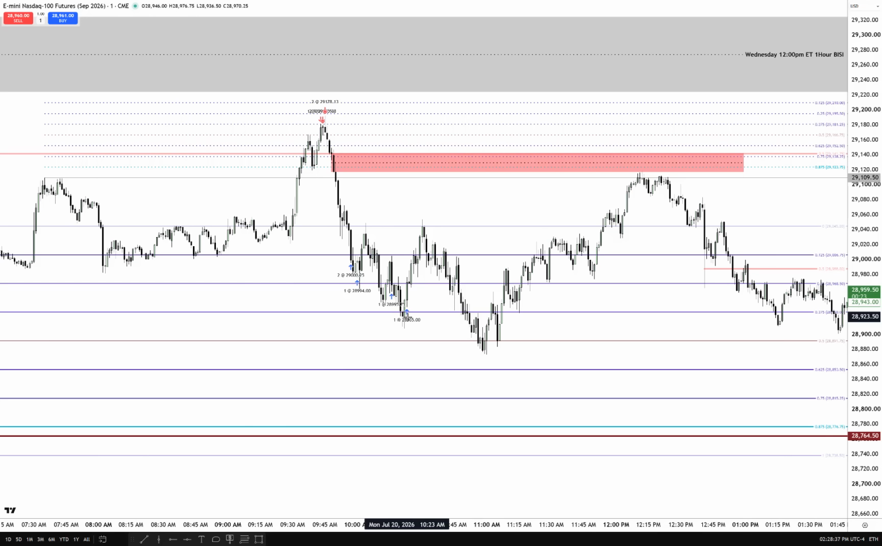I wasn't right here. I was right about where it was going to go to, but they came up for my stop loss first and then went down to it. And that was pretty much it. And that's been the low of the session so far. So we're just meandering around in here.